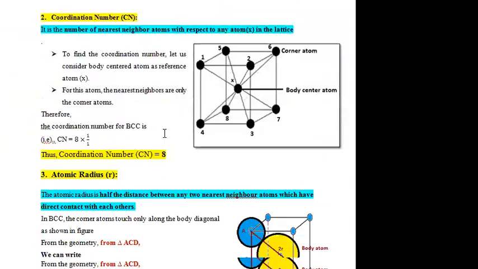The second parameter is the coordination number. It is the number of nearest neighbors to the reference atom. Here the reference atom is the body centered atom. The nearest neighbors are only the corner atoms. This body atom does not contribute to other unit cells; it contributes to its own unit cell. So we can say that the coordination number is 8.